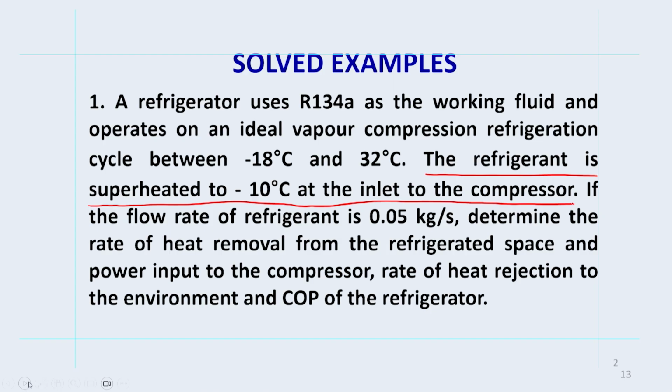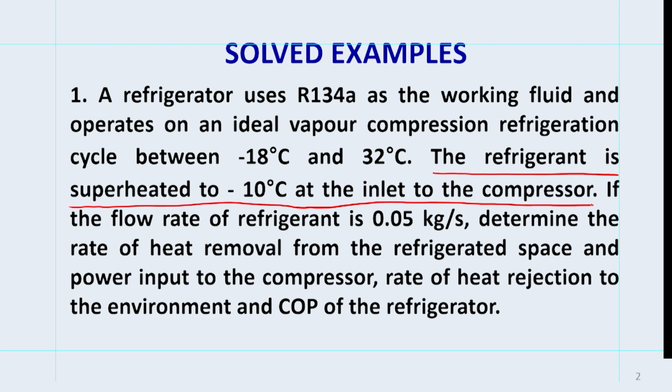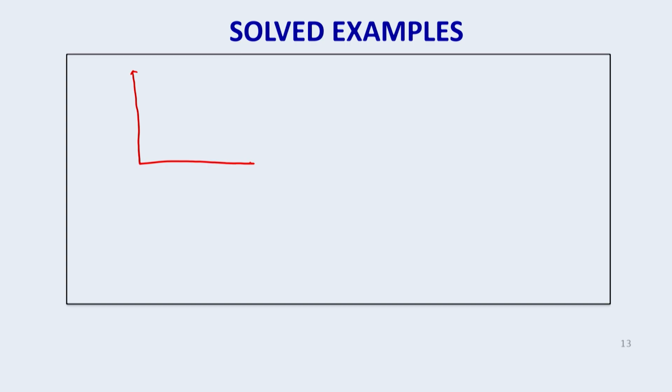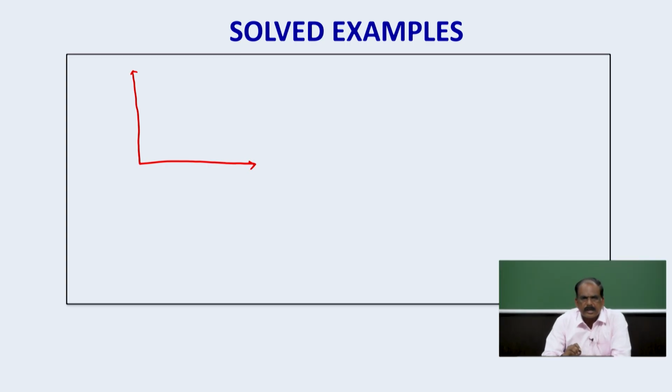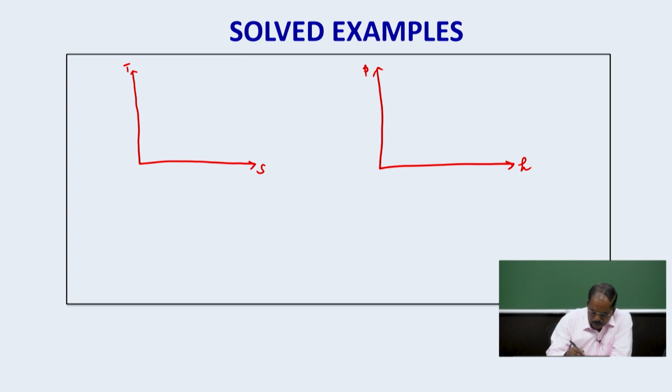So, let me draw the TS diagram first. For any numerical question, we have to plot the temperature entropy diagram as well as the pressure enthalpy diagram. This is TS. Pressure enthalpy chart. So, the refrigerant is superheated at the inlet of the compressor. So, from here to here, that is superheated. Then the compression.